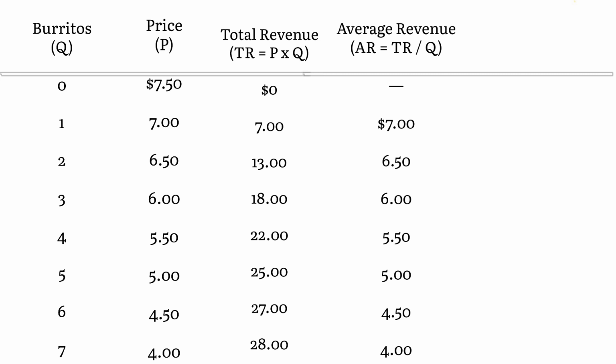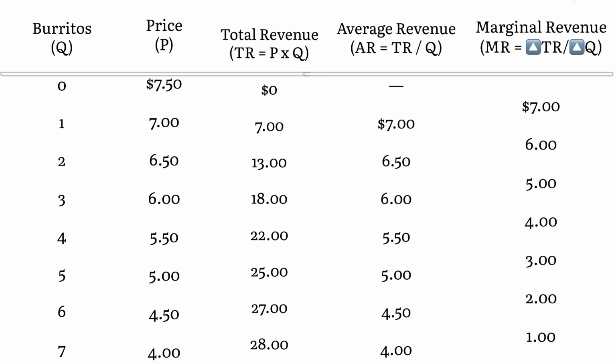The average revenue is going to be the total revenue over quantity. So first here we have total revenue 0 over quantity also 0, and that's not going to be defined. Next we have total revenue $7 over quantity 1, and it's going to be also $7, and so on until here $28 over 7 for the quantity, it's going to be $4. And remember that the average revenue is going to be the typical revenue of each unit sold. Then we have the marginal revenue.